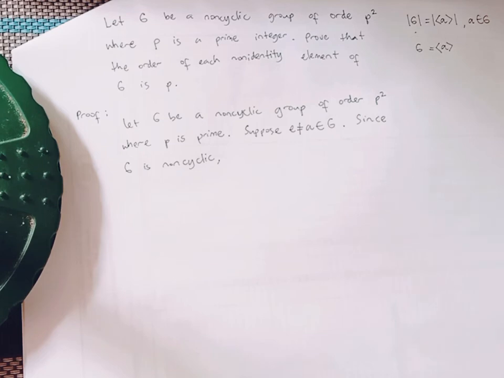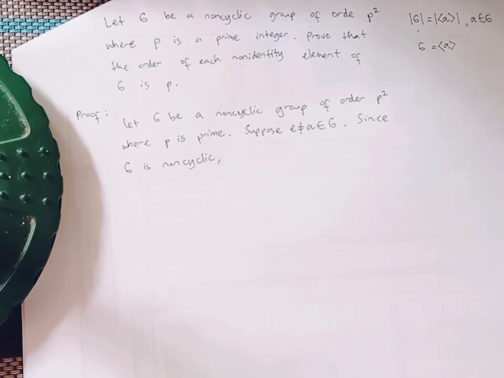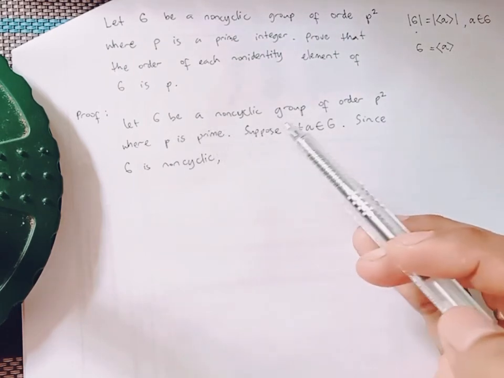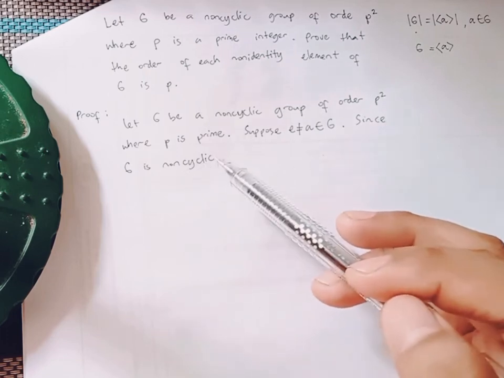Recall that we can say that a group G is cyclic if we can find an element A of G that generates all elements of G. This means that G is equal to the group generated by element A. And furthermore, we can say that the order of G must be equal to the order of the group generated by A. So we have this assumption: let G be a noncyclic group of order p squared where p is prime.